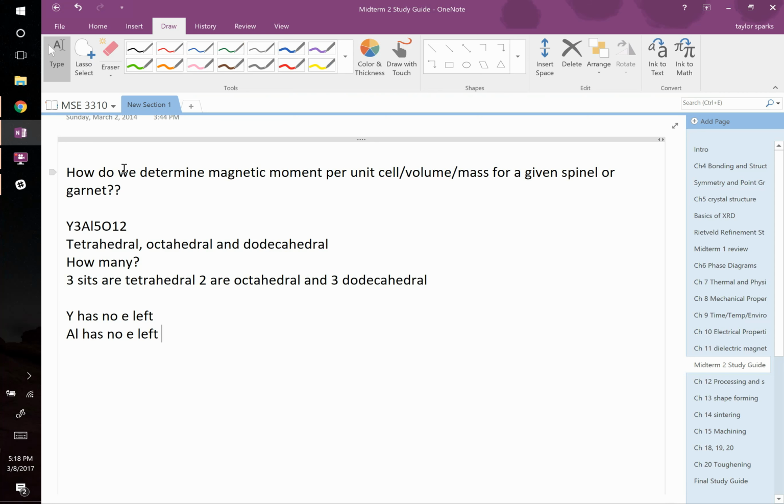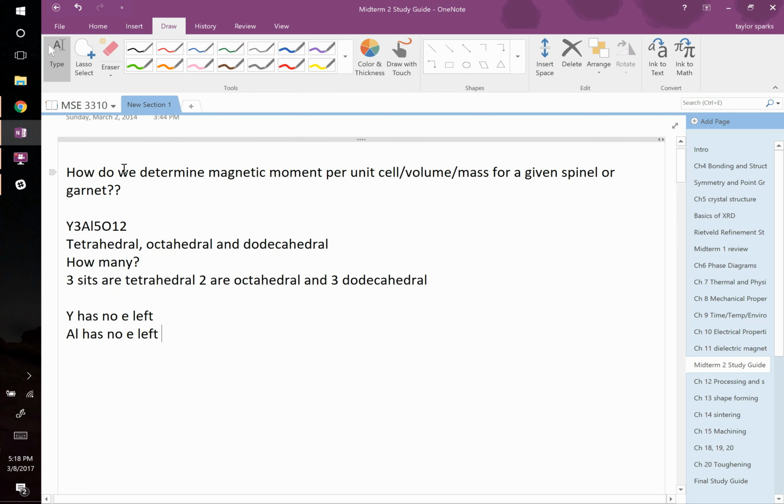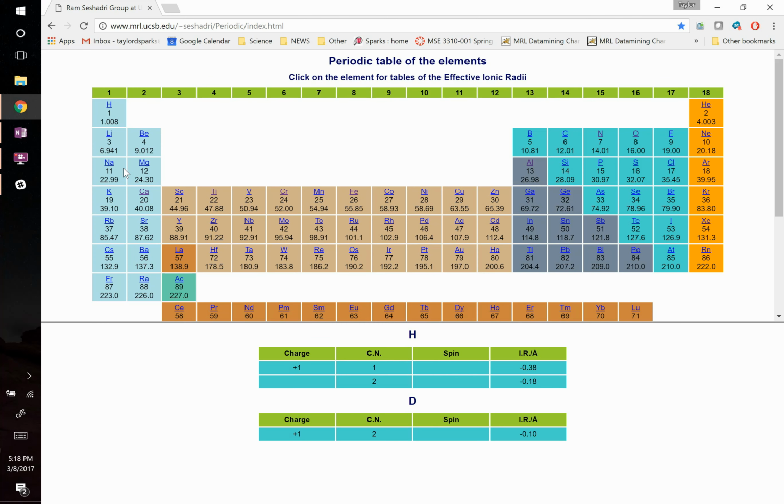What if we changed that? What if we did yttrium, I don't know, manganese garnet? I don't even know if this exists, right? But if it existed, Y3Mn5O12, what might be the magnetic properties of this material? Well, yttrium still has no electrons, right? What about manganese? If it's manganese 3+, how many electrons does it have left over? It's probably got 4 electrons left over, right?